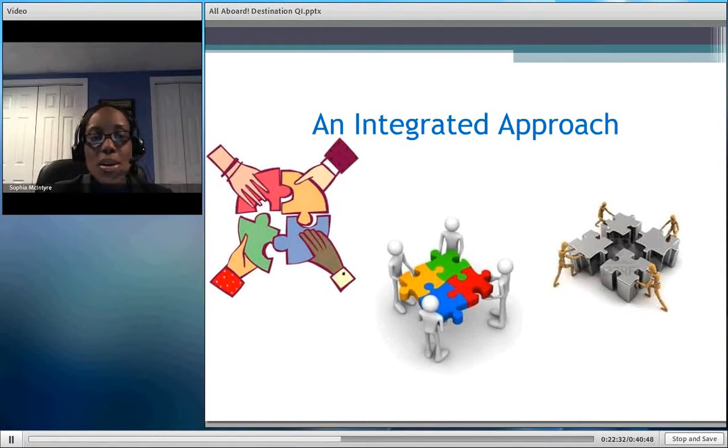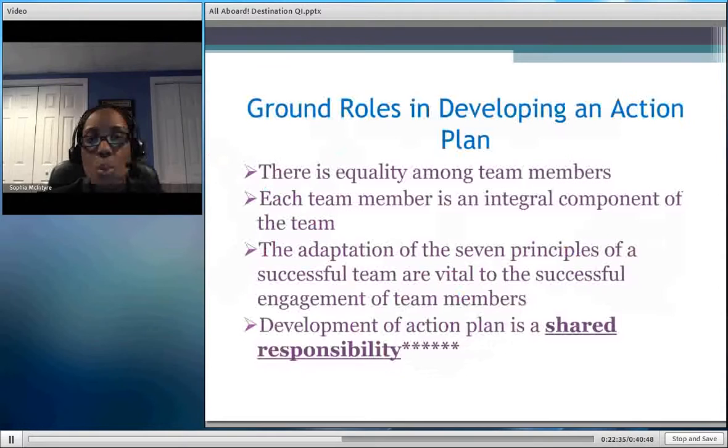Now, when we're talking about quality improvement, it's important that when we're looking at our teams, this is an integrated approach. So these pictures represent individuals in each component putting the important pieces together in order to reach an outcome. So an integrated approach is really important for quality improvement.